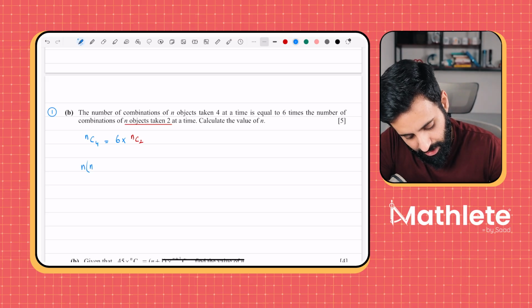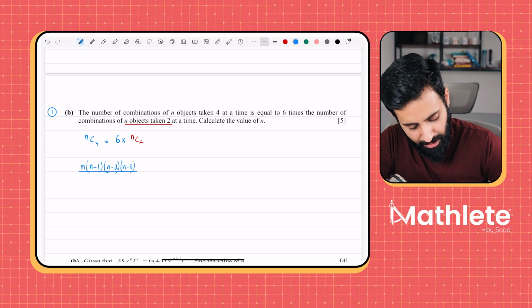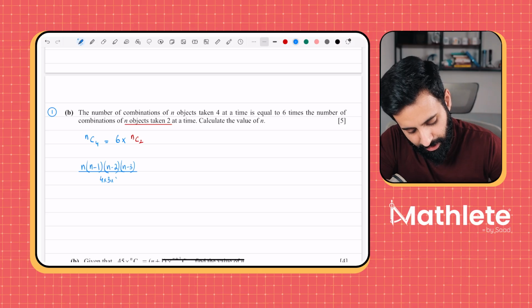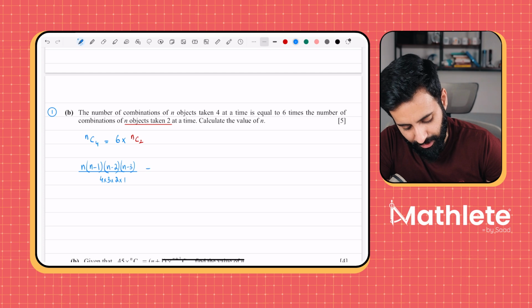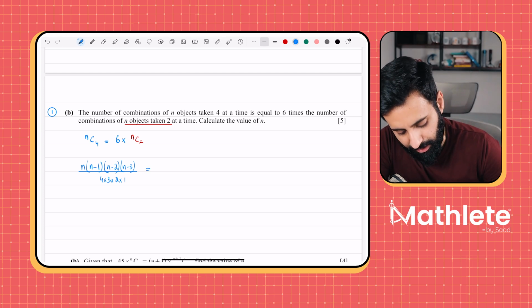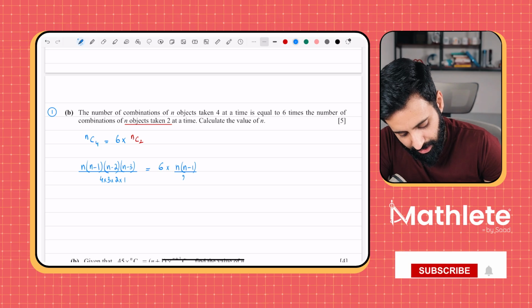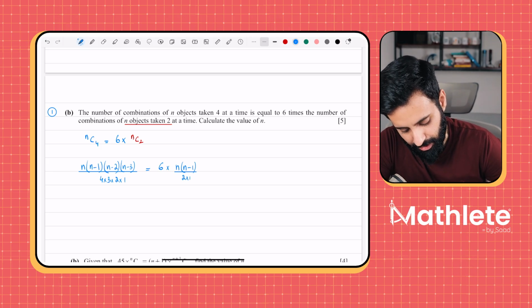nC4 is basically n into n minus 1 into n minus 2 into n minus 3. So how many terms do we have? We have 4 terms in the numerator, so we stop here. In the denominator, it's 4 factorial. Now we know that we have to simplify it, so might as well start with writing what 4 factorial is actually equal to, instead of writing it as 4 factorial first and then simplifying in the next step. Equals 6 times nC2, which means n times n minus 1, 2 terms in the numerator, divided by the factorial of 2, which is as good as 2. You might want to write it as 2 times 1, but it's as good as 2.